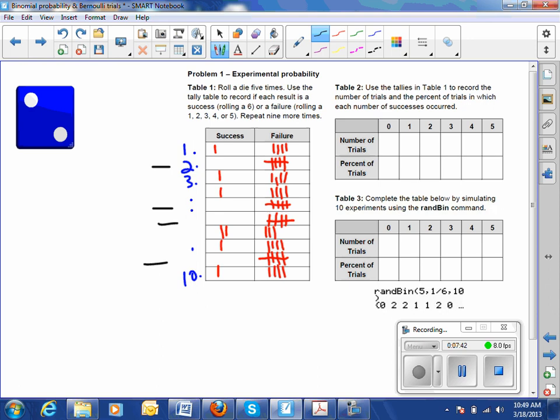So there were 4 instances where we got 0 sixes. So 4 out of 10. And then we had 1, 2, 3, 4, 5 times. And we had 2 once. And we had 3 0 times, 4 0 times, and 5 successes 0 times. Does that make sense? Okay.